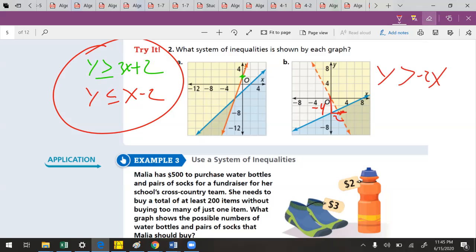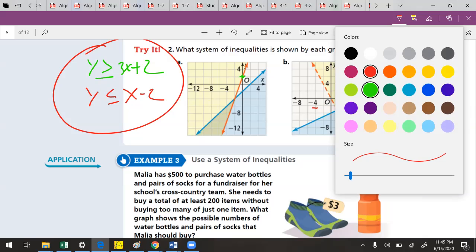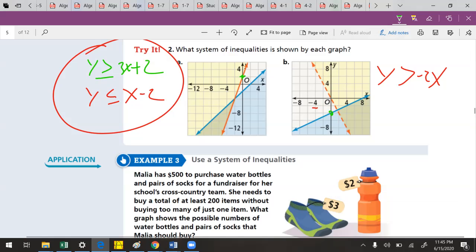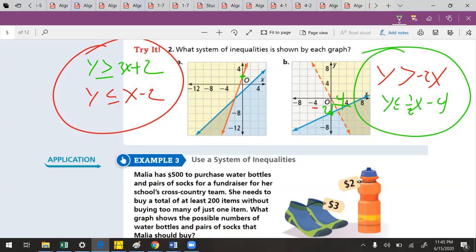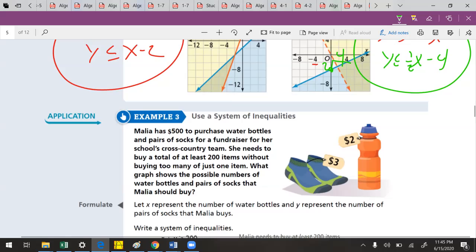For the next one, let's do this one in green. The y-intercept looks like it is -4. So I'm going 2, 4, that's 1/2. So y is going to be -4 and then 1/2 x. And since I'm shading below and it's solid, less than or equal to. Boom. There's your inequalities, two of them as a matter of fact. Last one here, then we'll call it a day.